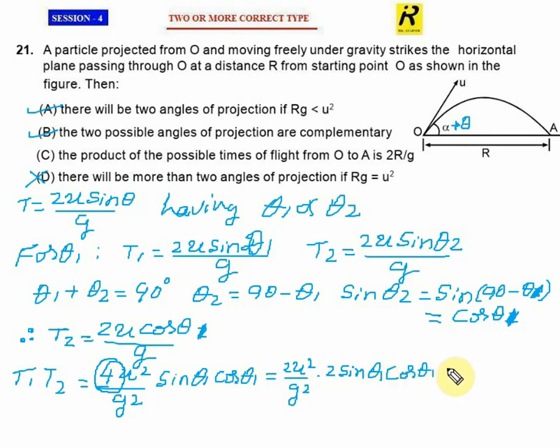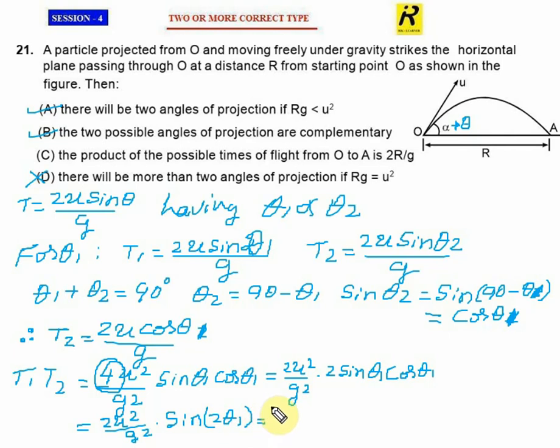So this is equal to 2u square divided by g square into sine 2 theta 1. This is how I can write. So sine theta 1. You must know this is the expression we got here. This is u square into sine 2 theta 1.